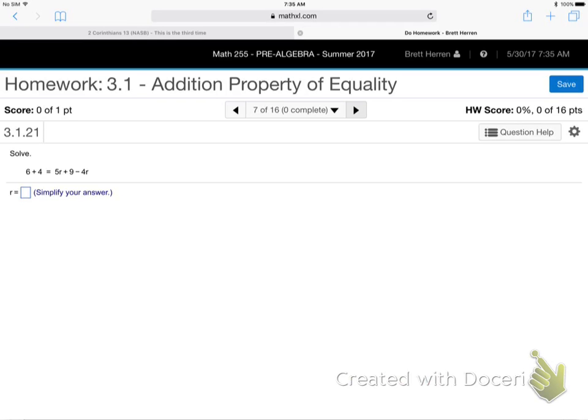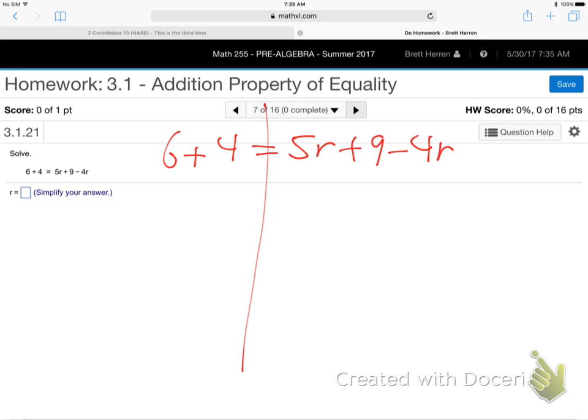So we have 6 plus 4 is 5r plus 9 minus 4. Here's the wall. So give it a try. R is saying, I want to be alone.